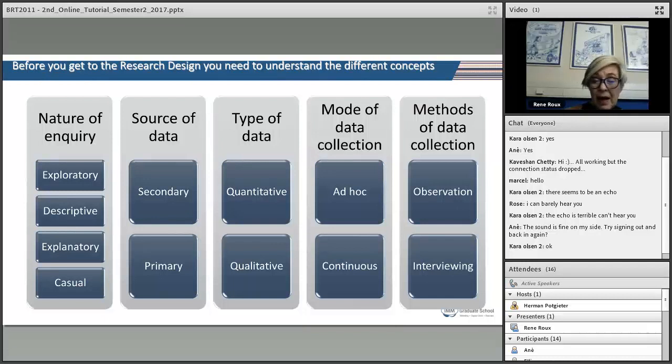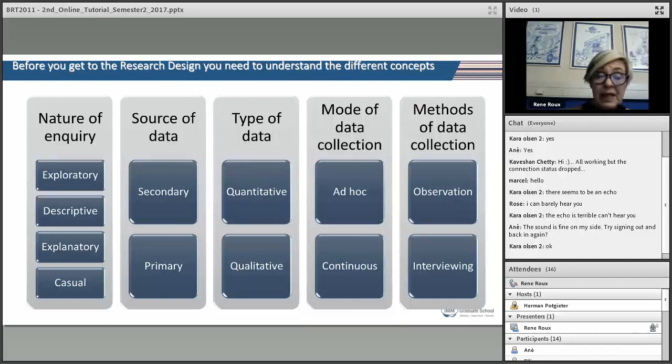Continuous means you track something over time. So you track sales over time. You track a certain behavior over time, month on month on month. You track people's views every month at a certain date. So it's the same thing that happens all the time. That is the mode of data collection. And the way you collect the data is through either interviewing or observation.